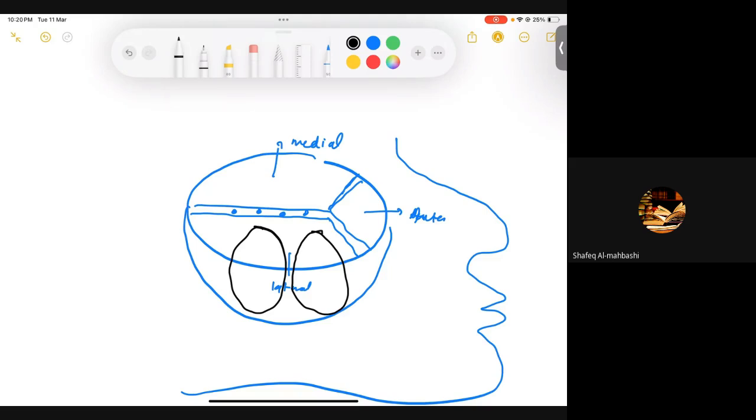Let me just repeat it again. We have the anterior portion, the medial portion, and the lateral portion of your thalamus. The lateral portion again is divided into ventral and dorsal portions, right? So this is going to be the ventral portion of the lateral thalamus, and this is the dorsal portion of the lateral thalamus. Again, this ventral portion is divided into three parts: the anterior part, the intermediate part, and the posterior part. Is that clear? Again, this posterior part is divided into a medial part and a lateral part.